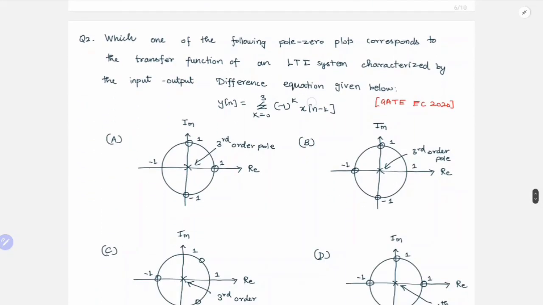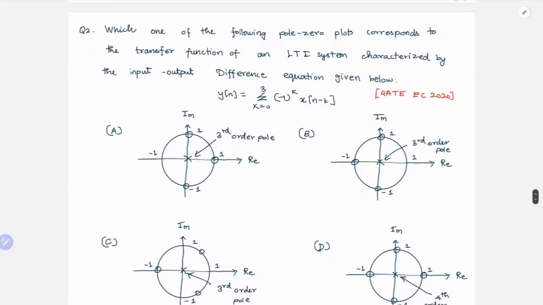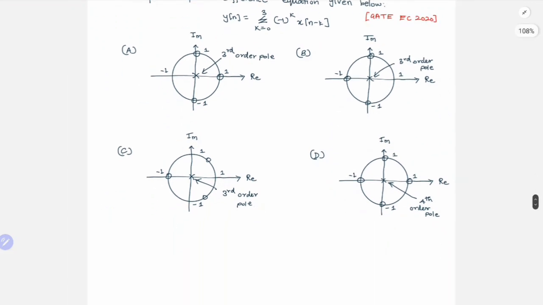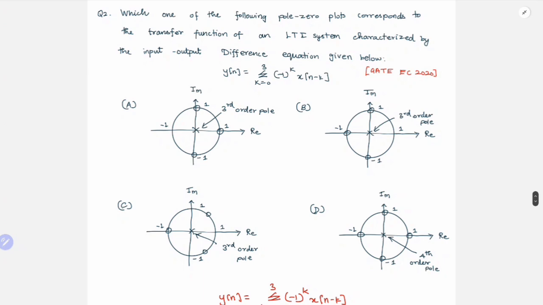Okay. Question 2. Which one of the following pole zero plots corresponds to the transfer function of an LTI system characterized by the input-output difference equation given below? So they have given this y of n relation, summation k equal to 0 to 3 of minus 1 power k x of n minus k. And what are they asking?